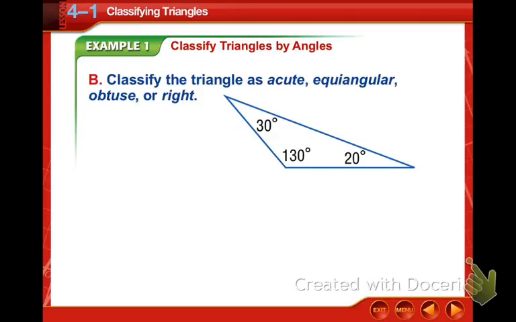Our next one, we have three angles given to us: 30, 20, and 130. So since we have that 130, that's an obtuse angle, so the whole triangle is obtuse.